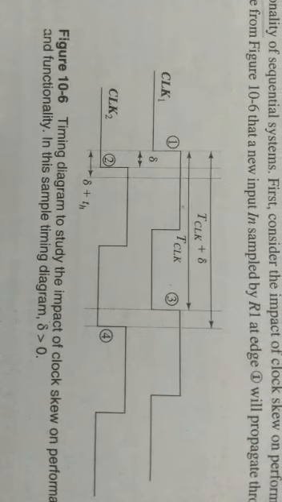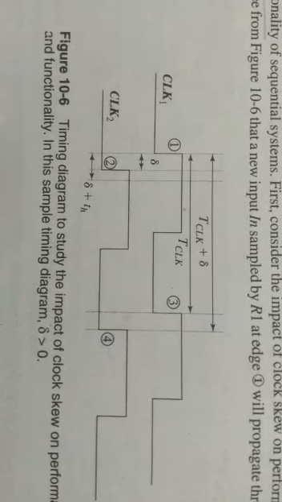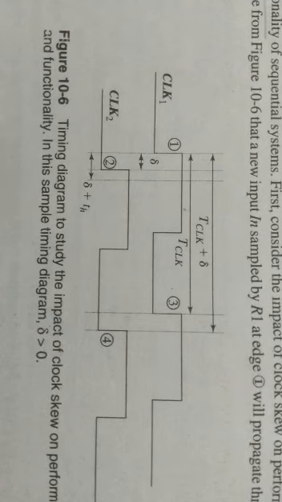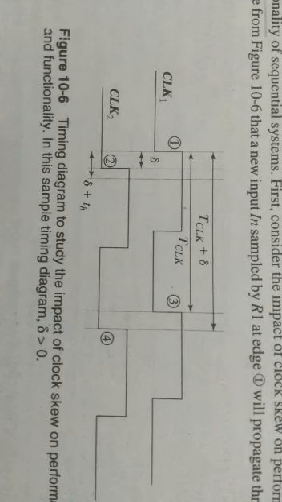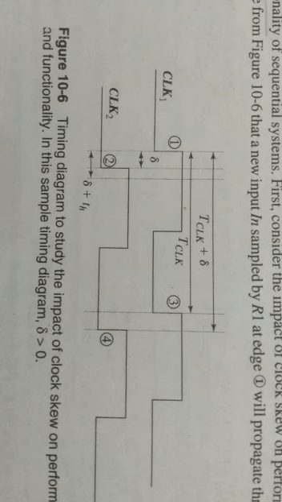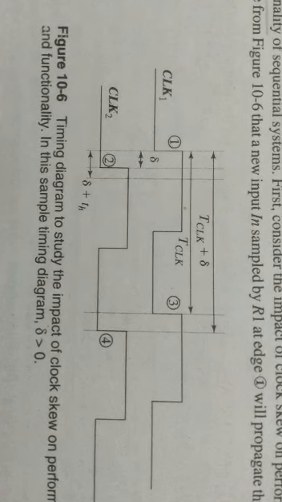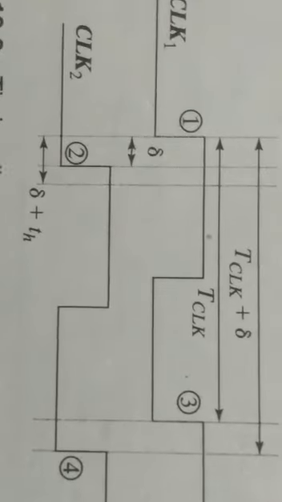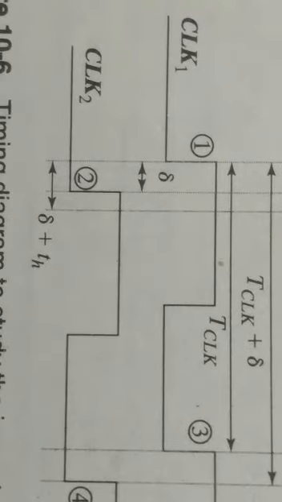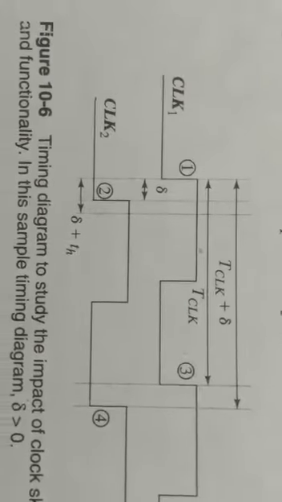Right? So here you can see there are two registers, R1 and R2. The same clock source has been connected to both the registers, but clock 1 is reaching register 1 quickly compared to register 2, that is clock 2. There is a small delay, you can see here, a small delay of delta between the two clocks. Now this delta itself, they call it as clock skew.